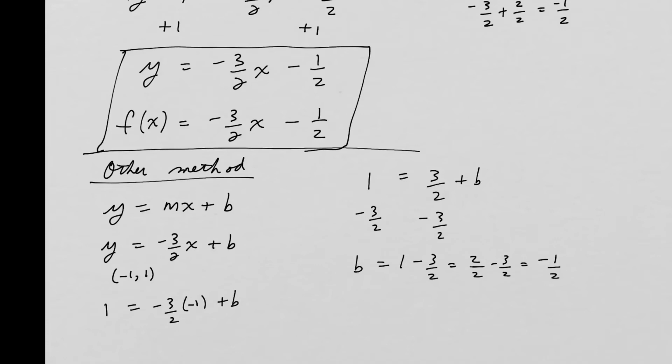So now I'm done, right? Now that I have the slope and now that I have b, I have my equation. So the equation now is going to be y equals negative 3/2 x minus 1/2. And again, you could write it as a function. You could write it as f of x equals negative 3/2 x minus 1/2. So either way, you could use the point slope formula or you could use the slope intercept form. Whatever way you feel more comfortable with is fine.